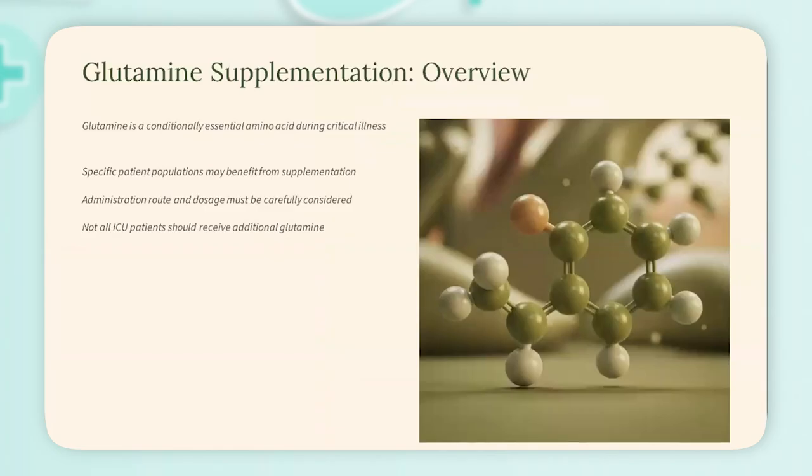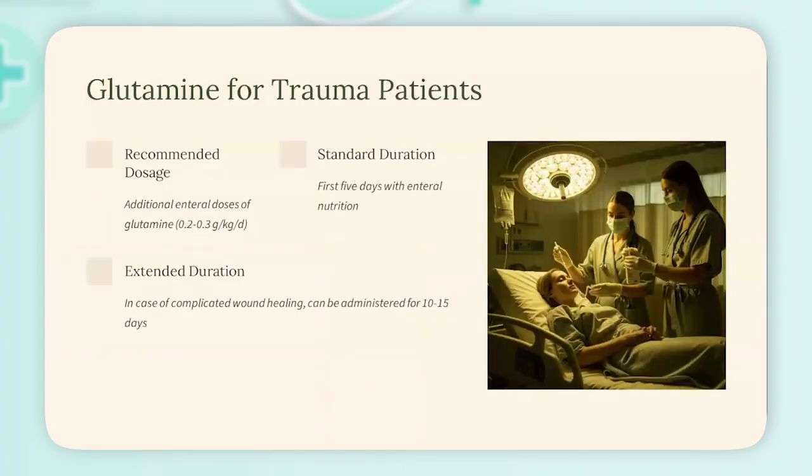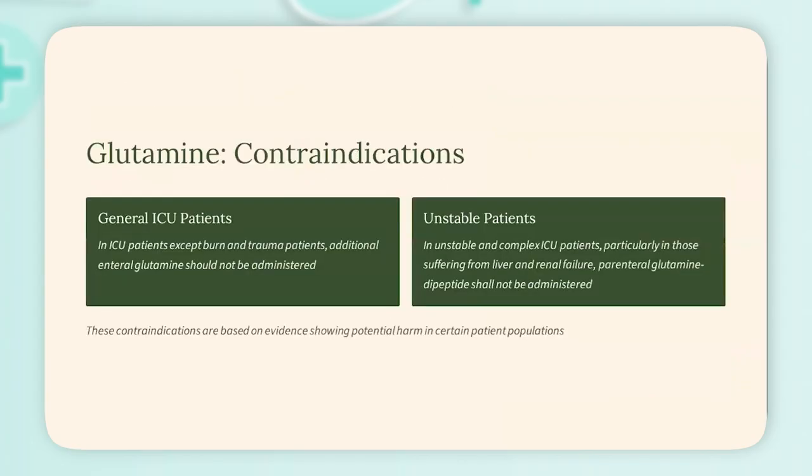Daily supplements have to be given along with other trace elements and vitamins. Glutamine is the other solution, which is suboptimally raised in critically ill patients, and some special populations may get benefit, like burn patients with more than 20% body surface area burn, and it should be continued for around 2 weeks. In trauma patients, the recommended dose is around 0.2 to 0.3 gram per kg per day for around the first 5 days. When wound healing is a concern, you can stretch it to 2 weeks. In unstable ICU patients who are in shock, or with renal failure or liver failure, glutamine should not be used.